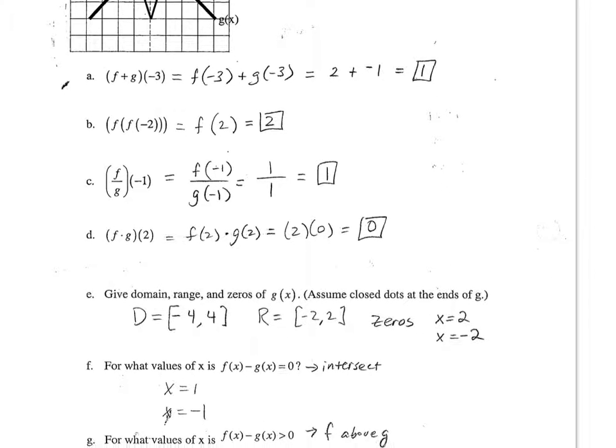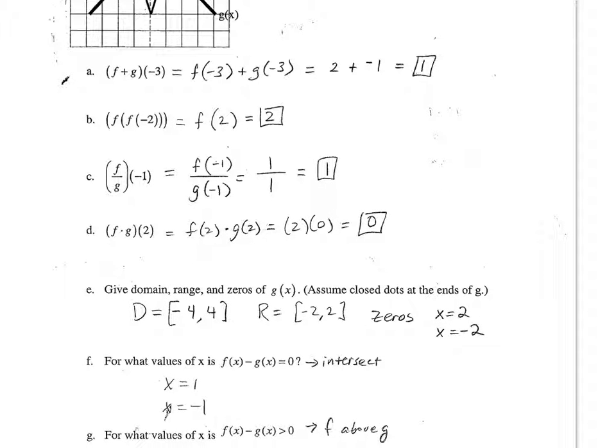For part F, I now want to look at f minus g of x, and we're asking you in part F, where is this going to be 0? So now when I compare two functions, f minus g will equal 0 wherever the functions intersect, and that happens at two locations, x equals 1 and x equals negative 1.